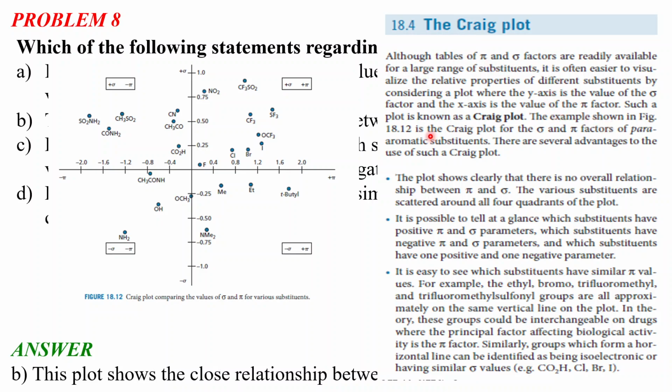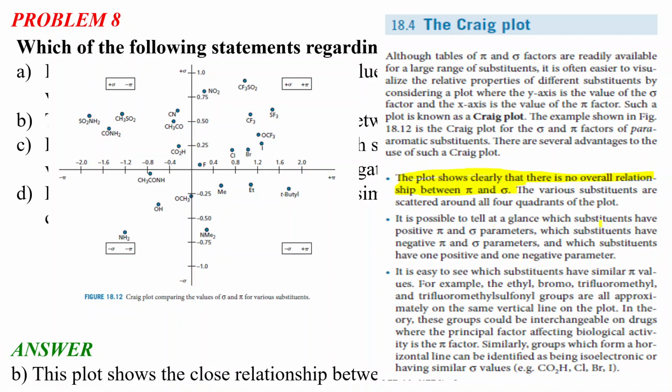This example is for the sigma and pi factors for the para-aromatic substituent. There are several advantages of the Craig plot. The plot shows clearly that there is no overall relationship between pi and sigma. This is an important thing that we can identify from this plot: there is no overall relationship between pi and sigma. Various substituents are scattered all over the four quadrants of the plot.